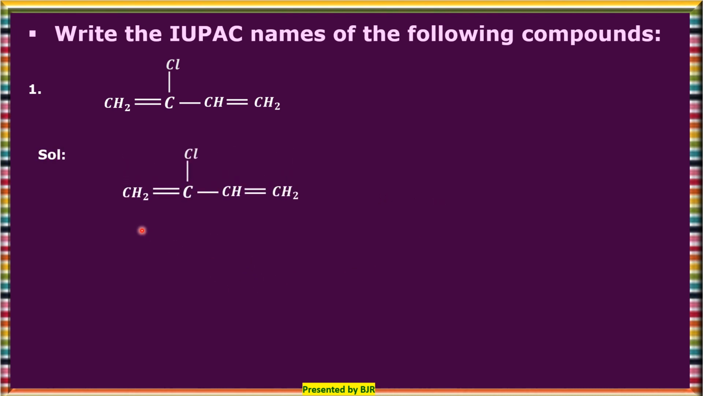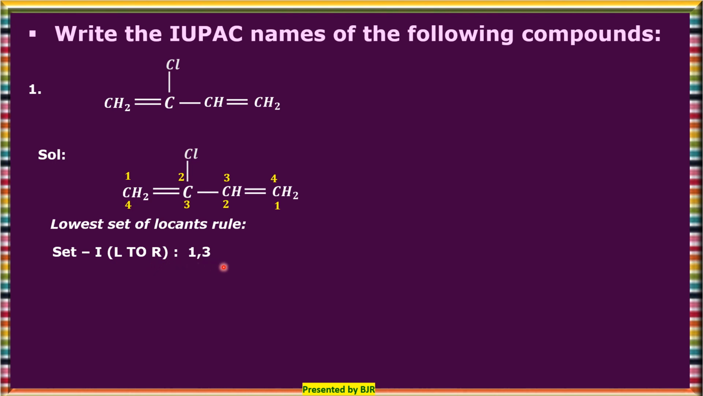First, we have to number the carbon chain, and the numbering can be done in either way. I am numbering from left to right and from right to left also. Which way of numbering is correct? To know that I am using the lowest set of locants rule. Set 1, left to right, locants are 1, 3. That means the first carbon atom and the third carbon atom are bearing double bonds.